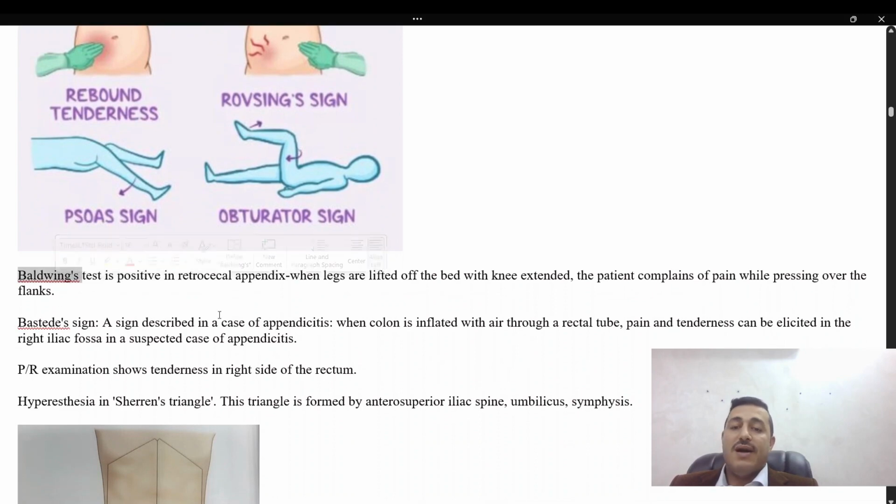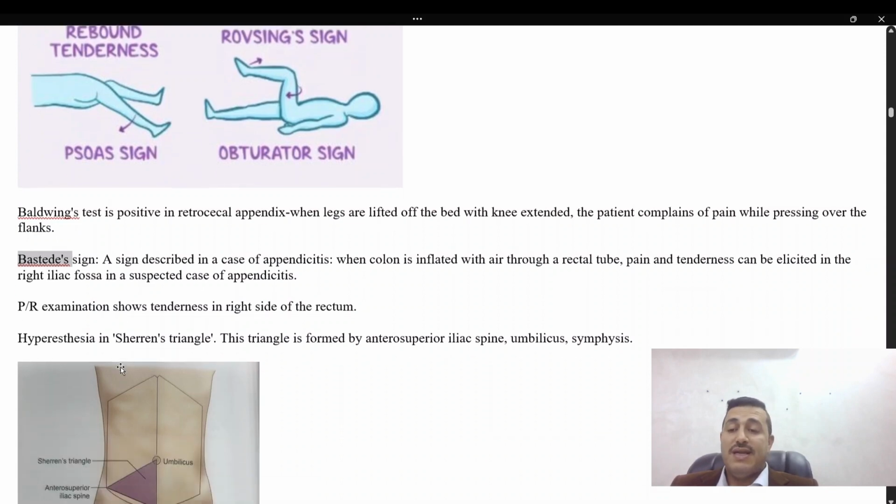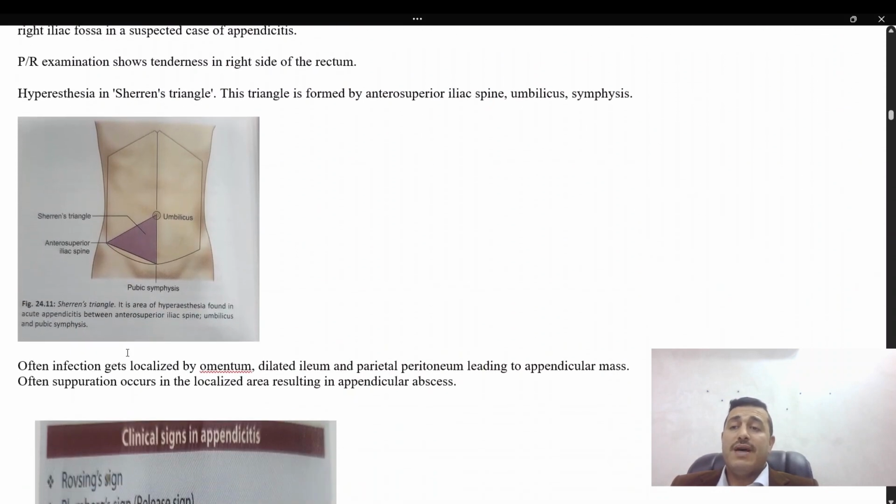Okay, we have Bladwing sign, we have Pastidi sign. Pastidi sign is when you inflate the rectum with air, so you will elicit pain in the right iliac fossa. It's for study, actually, for researchers, I think. PR, when you do PR for the rectum, you will elicit pain in the right iliac fossa. One of the signs also nice to know is the hyperesthesia in Sherren triangle. This is Sherren triangle: umbilicus, symphysis pubis, anterior superior spine. If we touch this region slightly, there will be hyperesthesia.